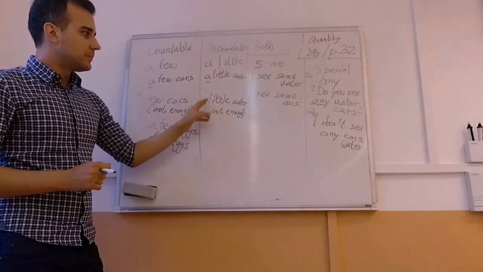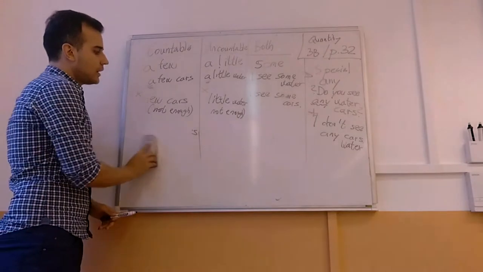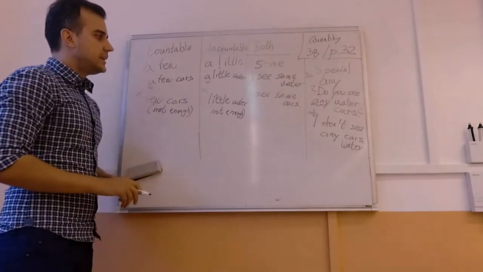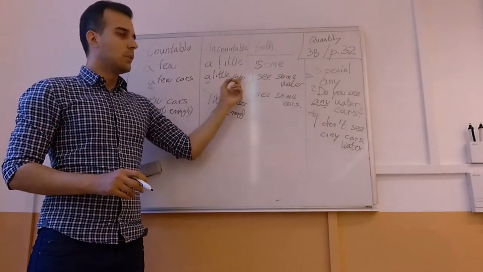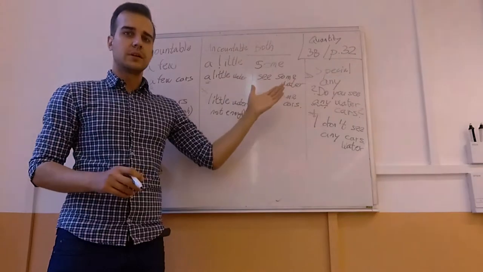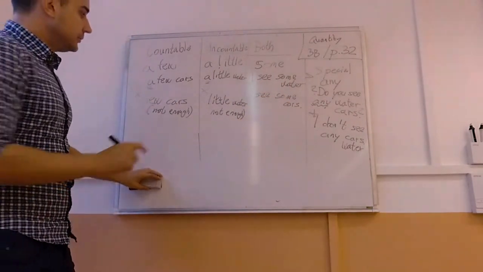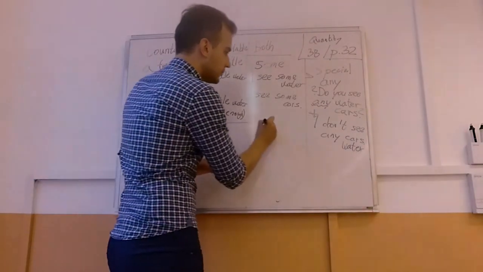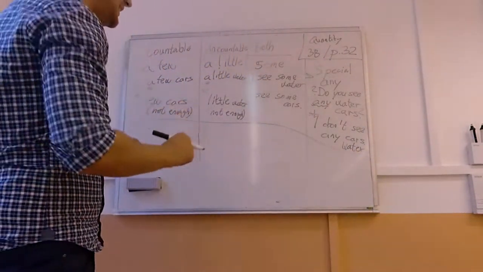And it's a very simple thing, you just don't use a. Alright? Now, both of these can be easily substituted with some. You will say, some water, some cars. It's a very similar idea, okay? Now, let's continue. This is one example for this. We have a few more. For example, many and much.